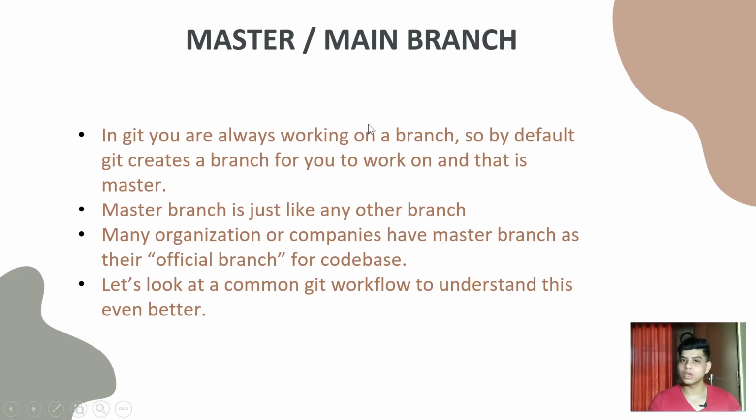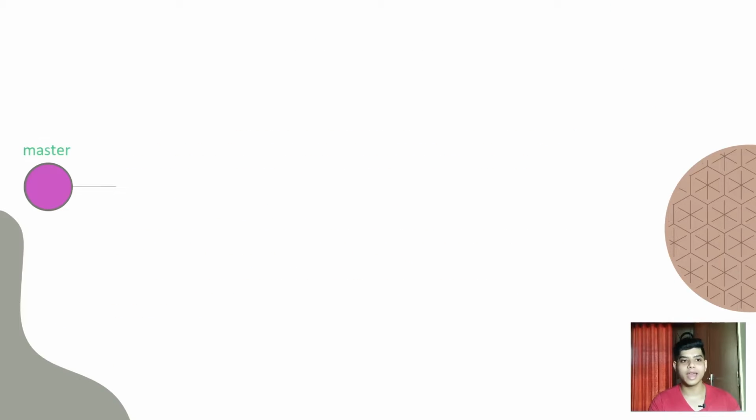Master branch is just like another branch, which Git creates for us by default, and many organizations or companies have this master branch as their official branch for the code base. So let's have a look at the common workflow again, just to get a better understanding of this. Suppose we have a master branch, which would be our main branch. It is created by Git by default, but let's also consider it as our official branch.